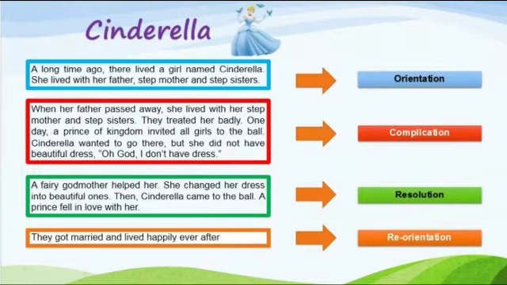For example, here is the text of a fairy tale. Ini merupakan salah satu teks dari cerita dongeng, ya. The title is Cinderella. Judulnya yaitu Cinderella. There are 4 paragraphs here. Ada 4 paragraf di sini. And that consists of, yang terdiri dari, the first paragraph, paragraf yang pertama, that is orientation. The second paragraph, bagian yang kedua atau paragraf yang kedua, that is complication.